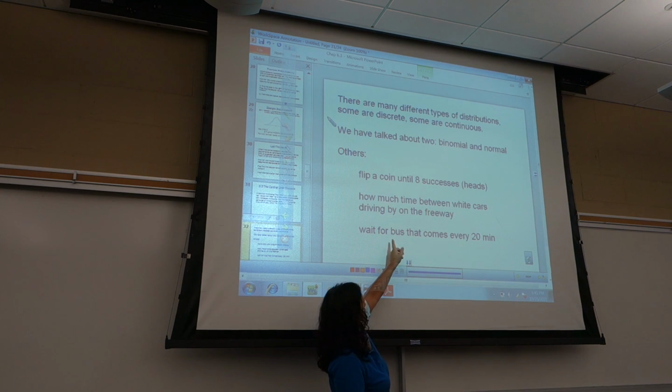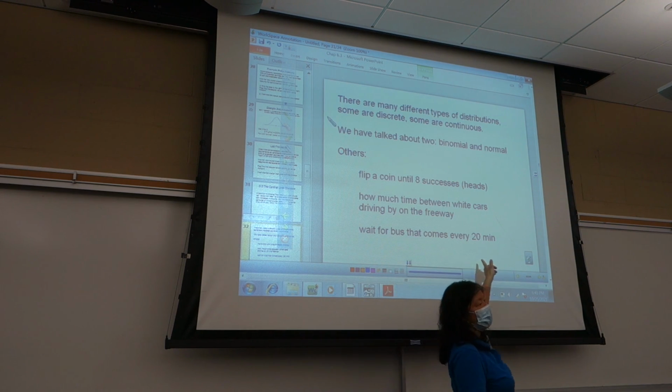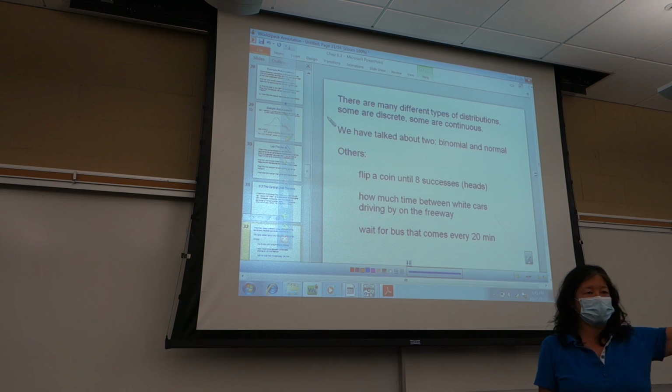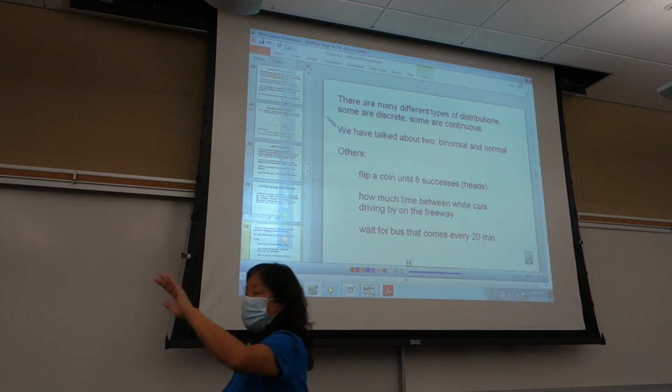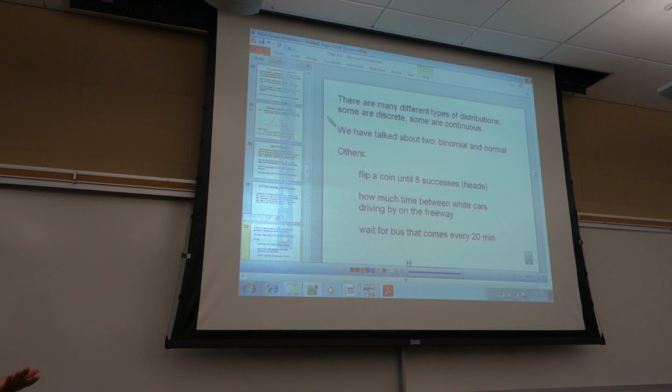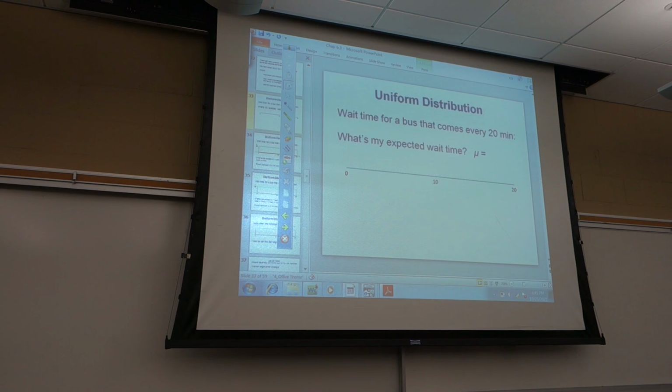This other one is the one we're going to talk about. Waiting for a bus that comes every 20 minutes. This is a magic bus. It starts at some point in the morning, around 6 a.m., and when it starts varies each morning, but once it starts coming, every 20 minutes afterwards, it comes to the exact fraction of a second. Are we on board?